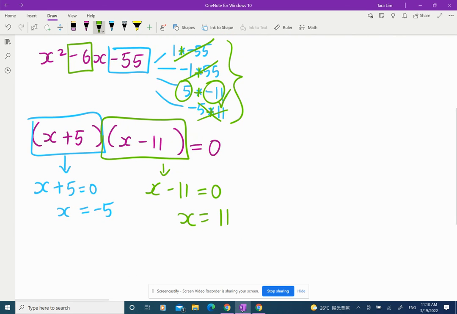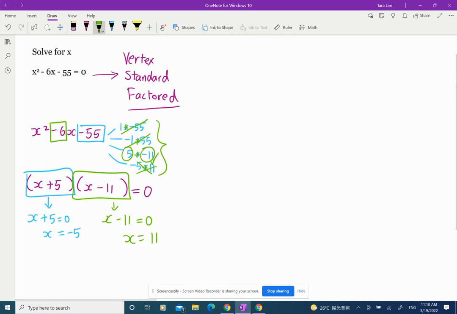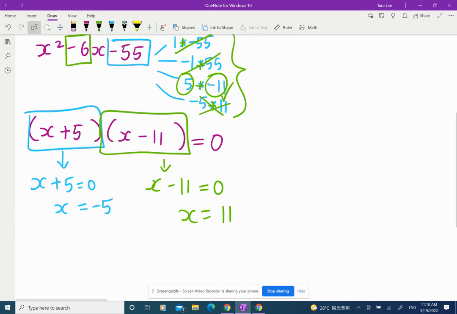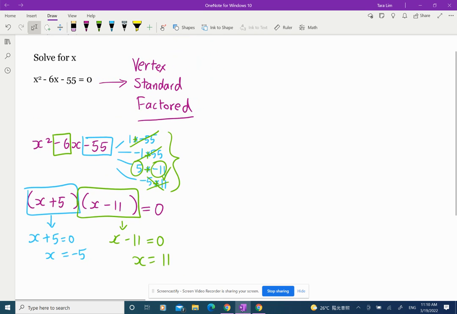So as you can see, there are two different values for x. Therefore, that is how you solve for x. Remember, it is completely normal to have two different answers when you solve for x. That's normal. So this is how you change from a standard form to a factored form and how you can solve for x in a factored form.